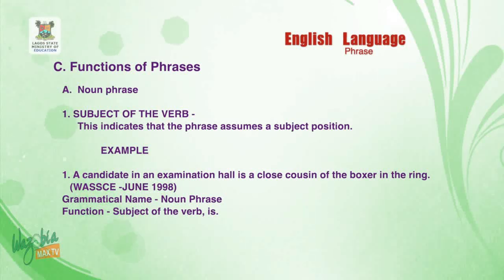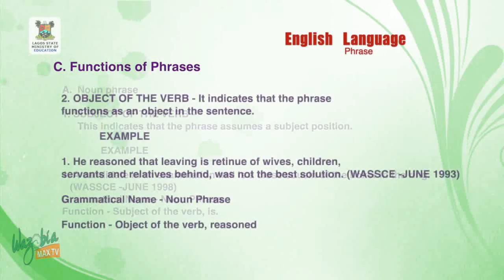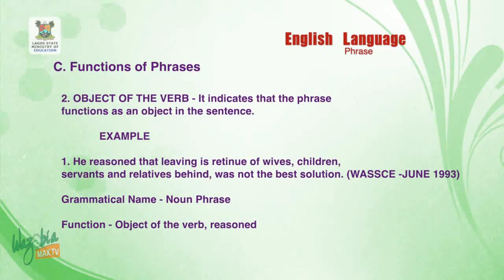It indicates that the phrase functions as an object in the sentence. For example, he reasoned that leaving his retinue of wives, children, servants, and relatives behind was not the best solution. We underline leaving his retinue of wives, children, servants, and relatives behind. What's the grammatical name? Noun phrase. Function, object of the verb reasoned.